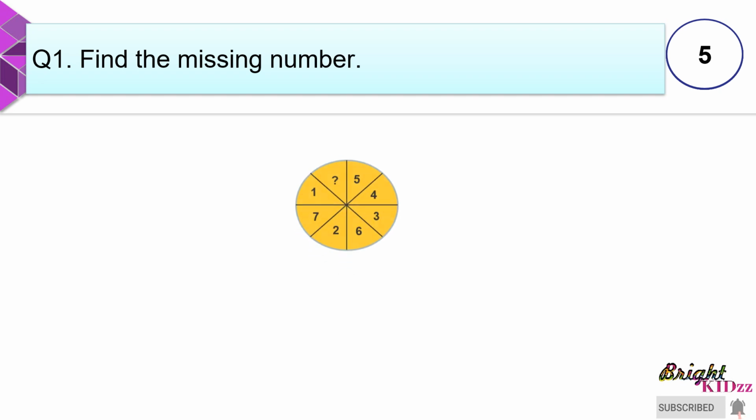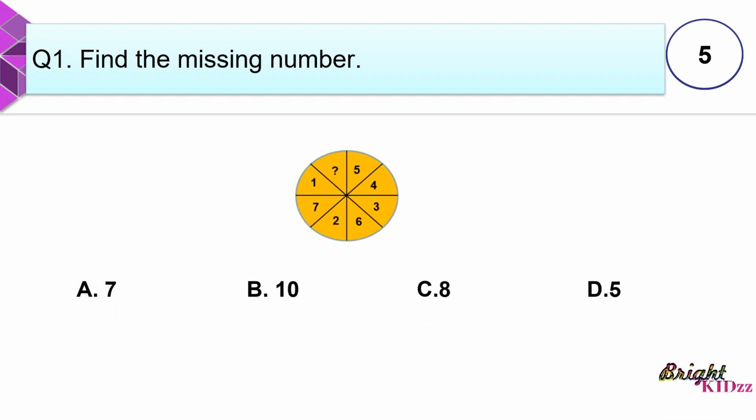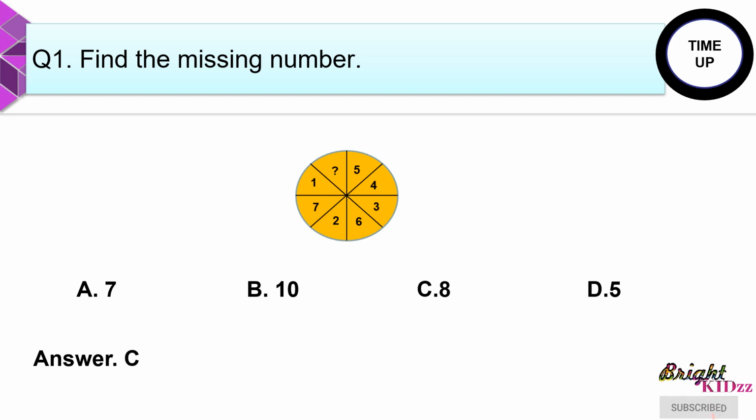Find the missing number. A 7, B 10, C 8, D 5. Answer C, 8. Here you can see 1, 2, 3, 4, 5, 6, 7. So the missing number is 8.